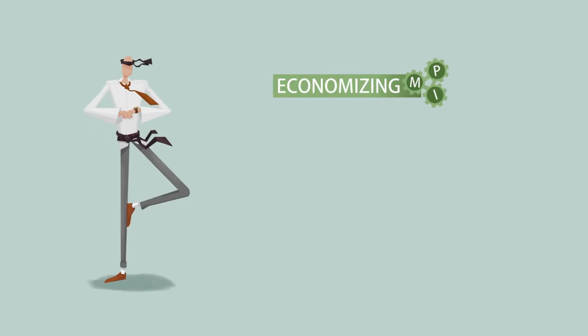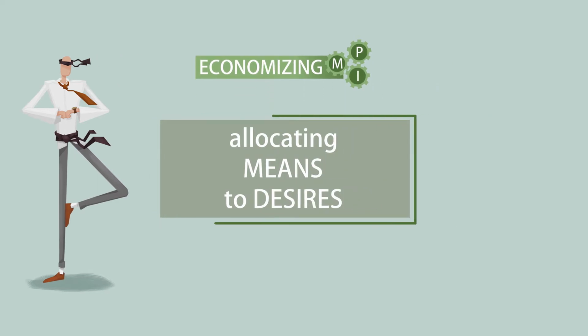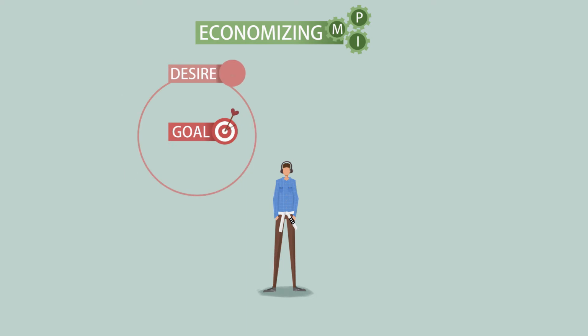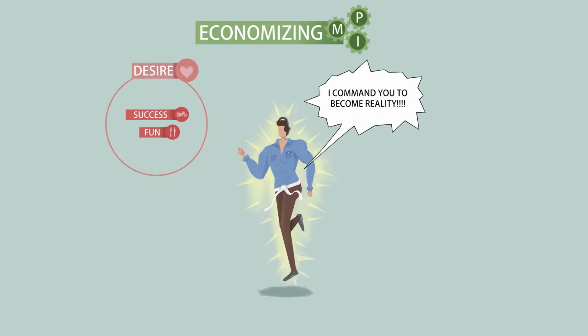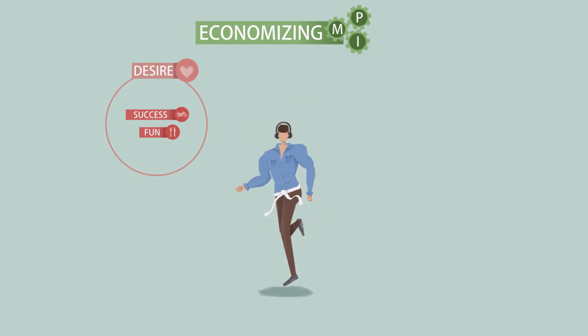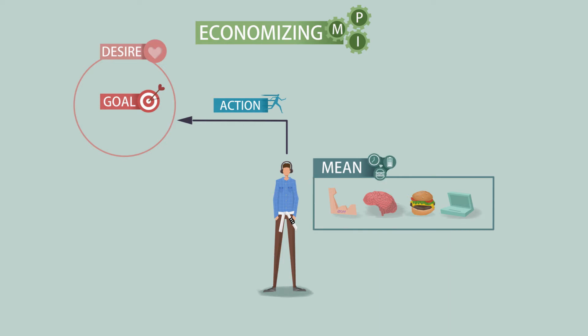When we economize, we allocate our means to our desires. We all have goals and desires, things we'd like to achieve in our lives. But unfortunately, we are not omnipotent. We cannot simply snap our fingers and make our wishes come true. We must act, and our actions are limited. Every time we act, we must utilize our internal energy and other goods like food or machinery. These are what we call means in economics.